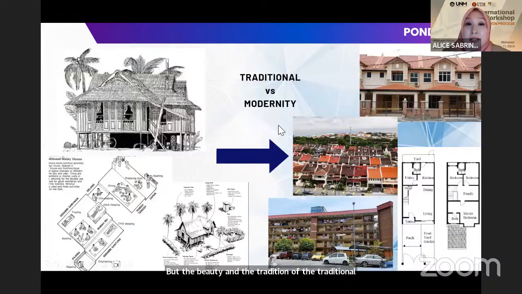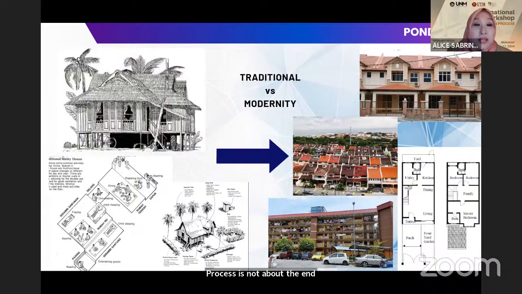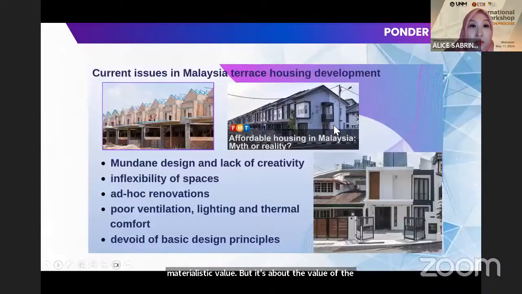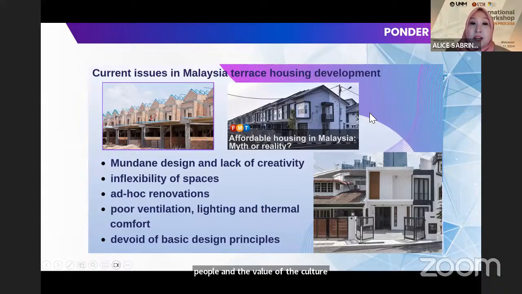So when we go through a design process, the design process is not about the end outcome. It's not about regenerating the economy, or about the values of money or materialistic value, but it's about the value of the people and the value of the culture. This is the problem when modernization comes into place and affects the design process in terms of technology. And as you can see, a lot of our modern houses have problems in terms of design.